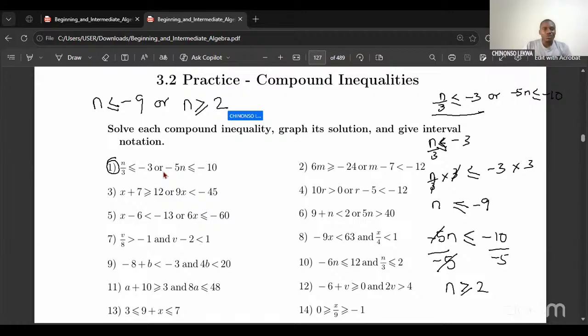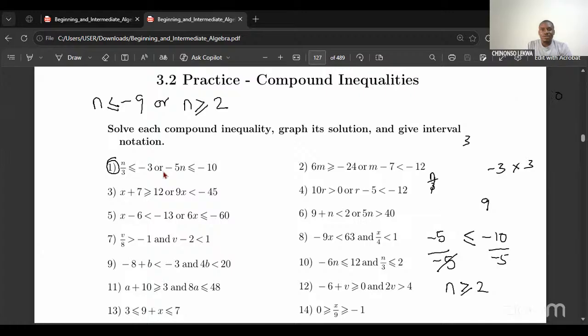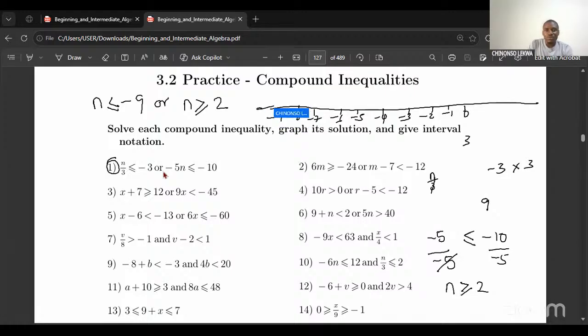So we want to go on to graph this solution. So let me clean some part of the board, I hope I will get to it. Okay, I can use up here. All right, so at this point we have 0, -1, -2, -3, -4, -5, -6, -7, -8, -9, and so on. And then we have 1, 2, and probably 3.